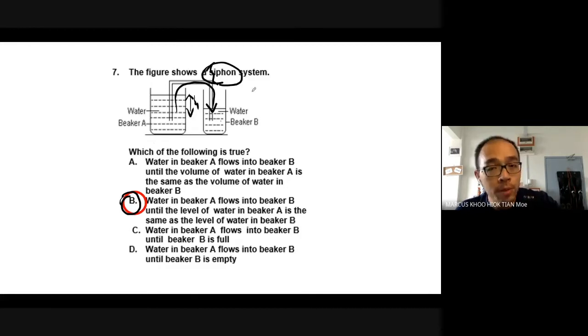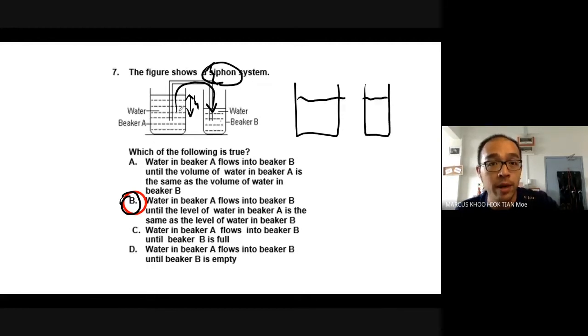Okay, but the moment there is no difference in height, when the water level is the same, regardless of the shape, guys, remember, regardless of the shape, the moment the water level is the same, there will be no water flow. The water will just stop flowing.